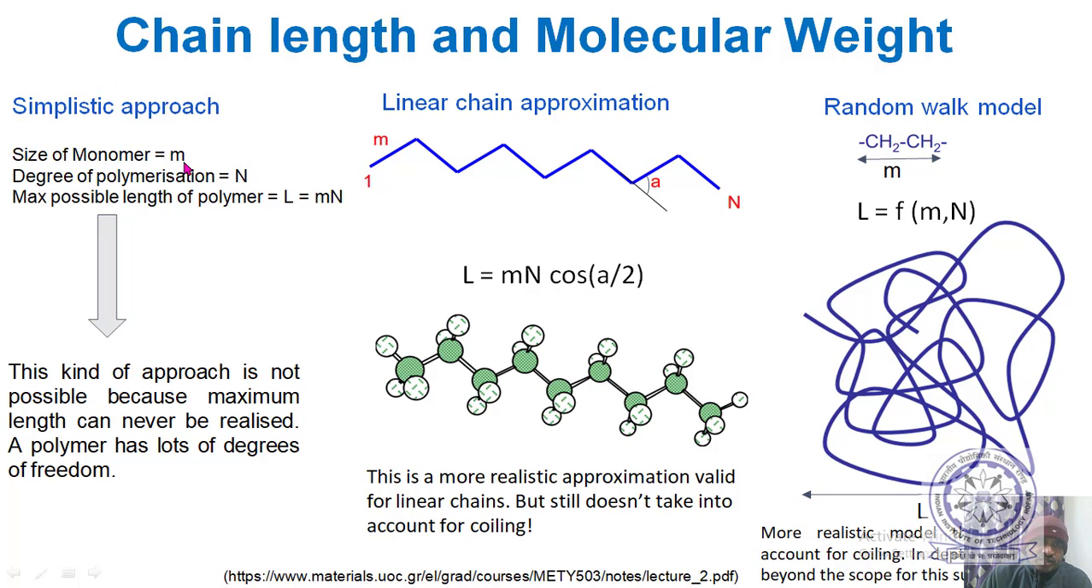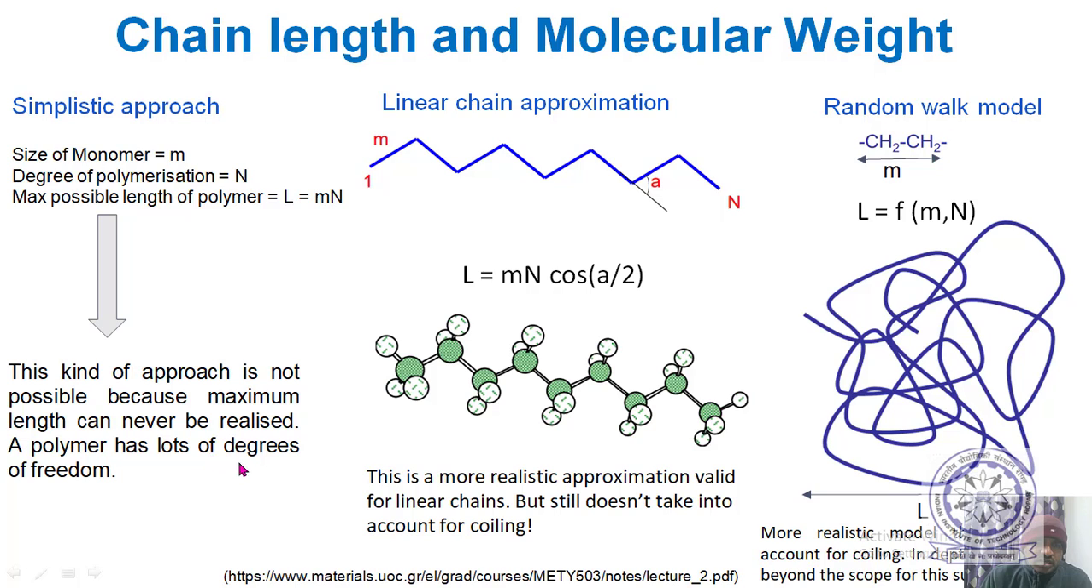Size of a monomer is m, and the degree of polymerization is n. Then the maximum possible length of the polymer is simply m multiplied by n. This is the simplest way of calculation. But this kind of approach is not possible because the maximum length can never be realized.